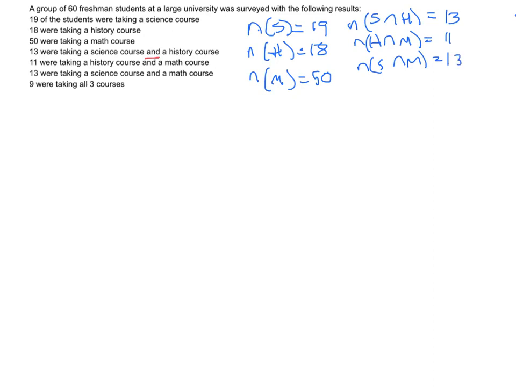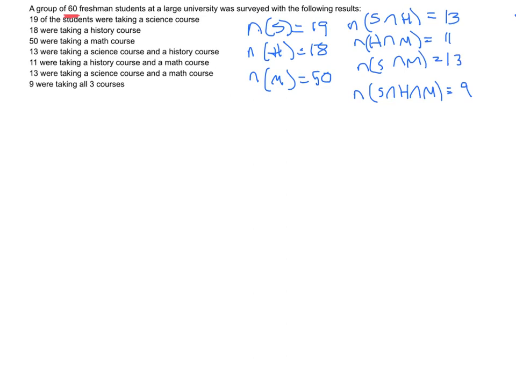And then the last piece of information tells us that 9 were taking all 3 courses, and all 3 courses translates into the intersection of all 3. So that's S intersect H intersect M, which is equal to 9. So at this point now, we've taken the information, we've put it into symbolic form so that we can then go ahead and use our Venn diagram. And the one piece of information that we did not yet use is the fact that there are 60 freshmen. That's going to come into play in a little bit. Put it aside, but realize that that's the only number we haven't really looked at yet in the problem.